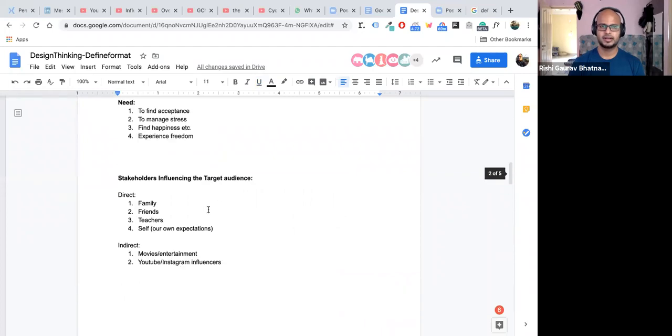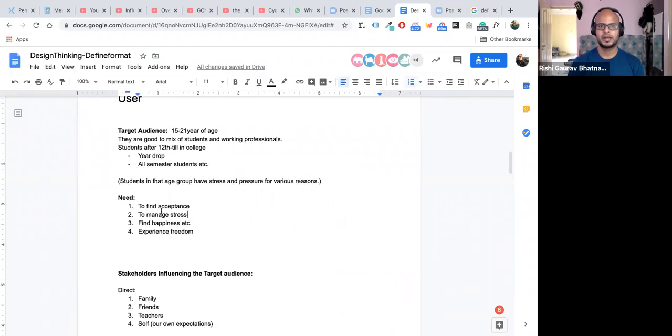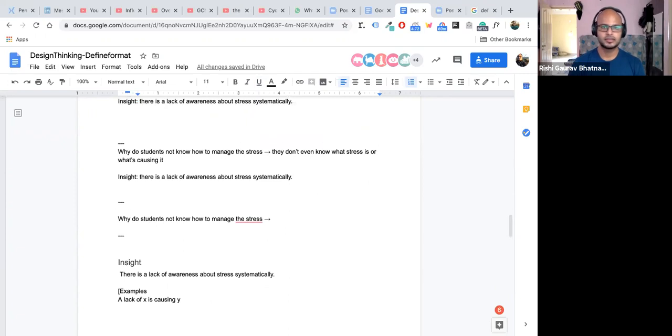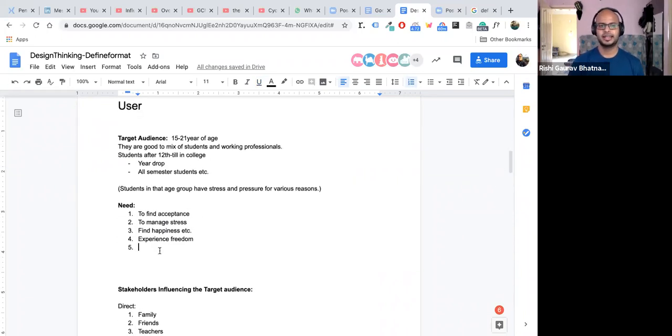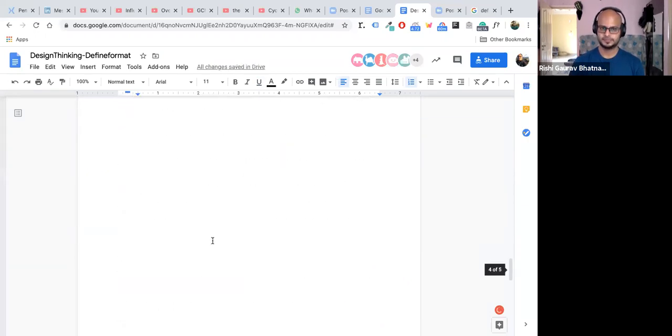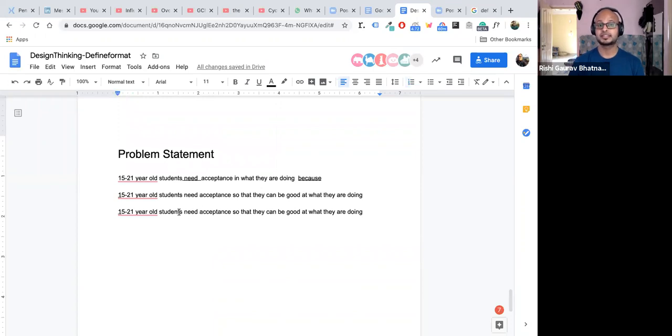Now let's look at something else. We have looked at what they need: acceptance, managing stress, finding happiness. One thing that we have also learned is, what do they actually need? What does solving for managing stress create? It creates awareness. They need awareness about stress, right? So I can add one more sentence, and I'm hoping this is confusing for all of you because it's not easy, so please ask all the questions that you have. They need awareness about mental health so that they can manage stress better.